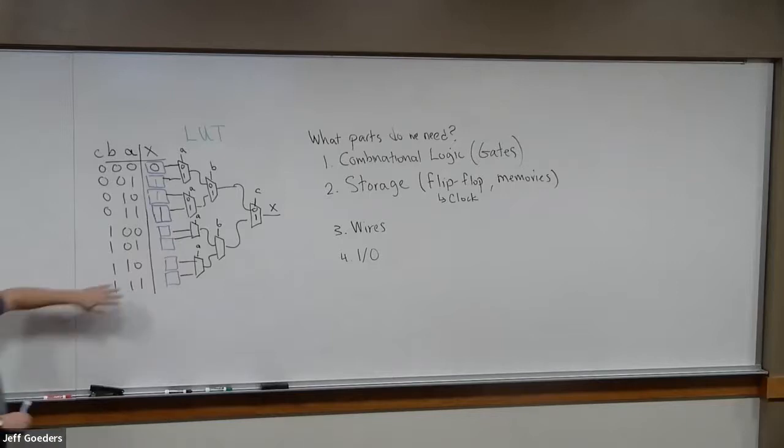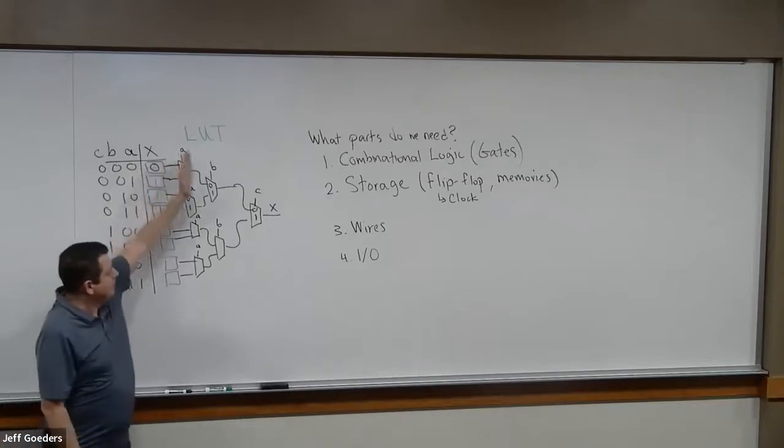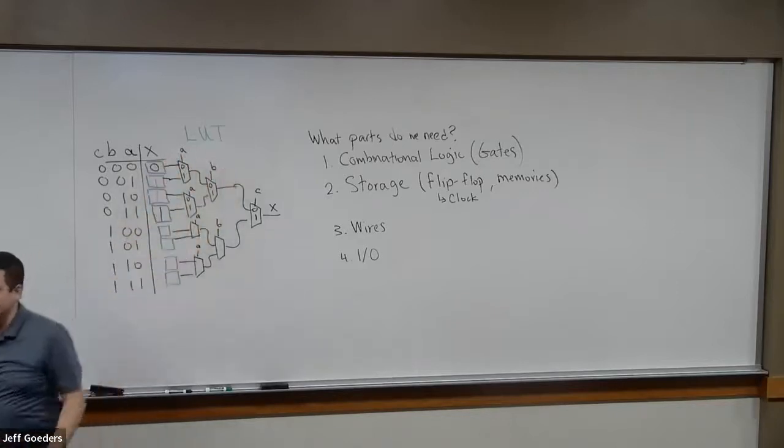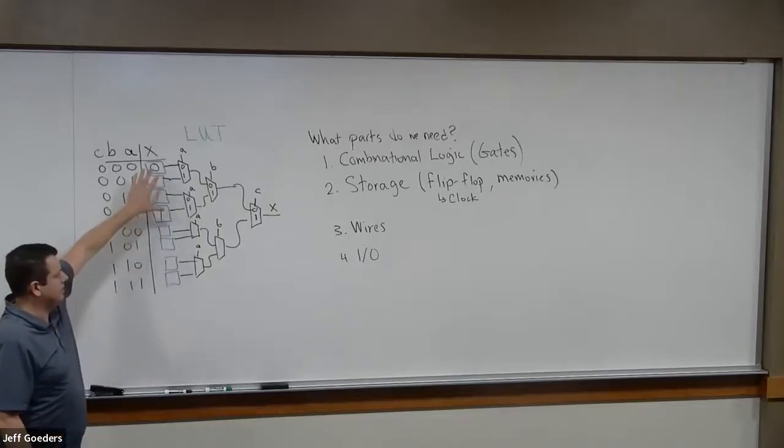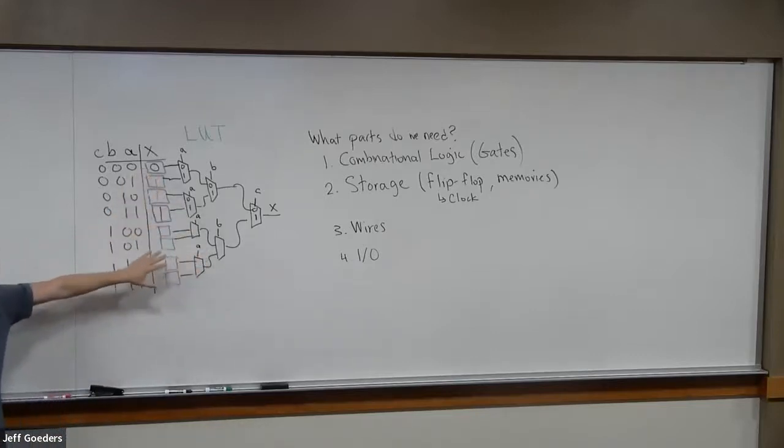You may be going, well, there's 8 things, but remember that the table is size 8, but the inputs are really the selectors to the mux. It's just A, B, and C. So was the previous one in the top half a LUT 2? Yeah, the previous one was a LUT 2, or a 2-input lookup table, and we've doubled it to make a 3-input lookup table.